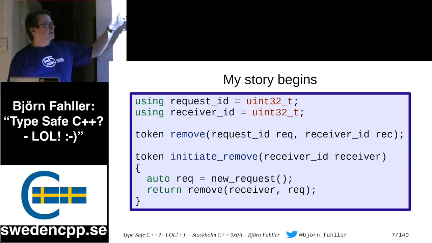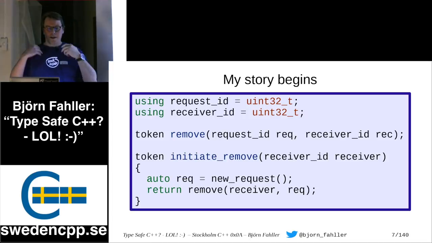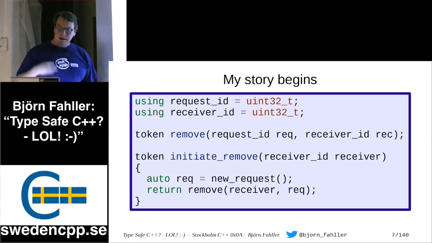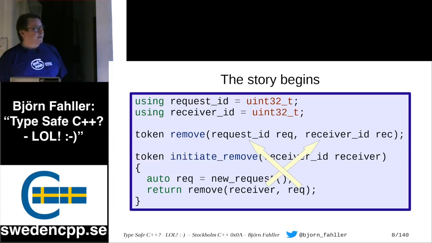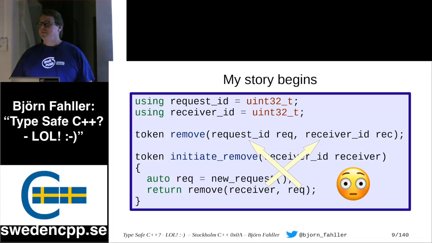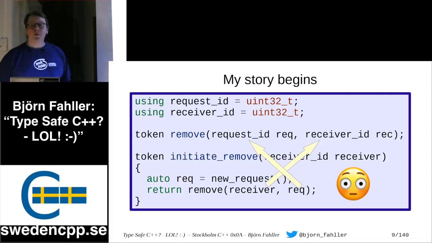So at best, these IDs, a request ID and receiver ID here in the API, work as documentation, but everybody knows that nobody reads documentation anyway. So it doesn't really provide any information. So yeah, that was the bug. And that felt super embarrassing. Who here has never ever done that? Okay, so I'm not the only one, good. What did you do?